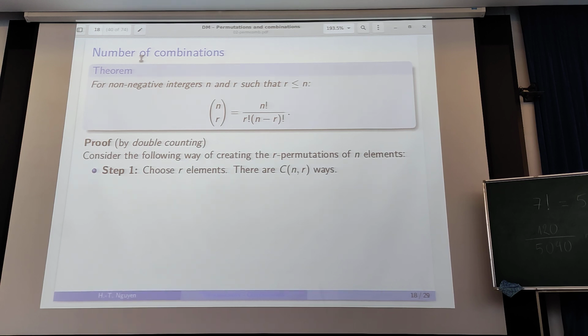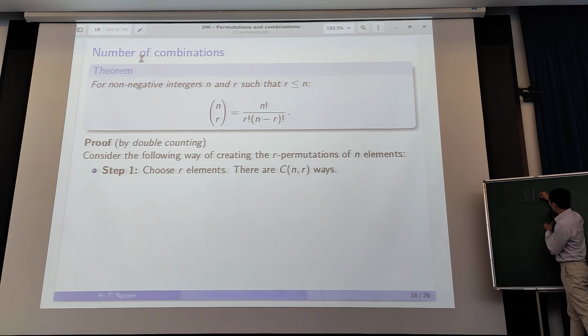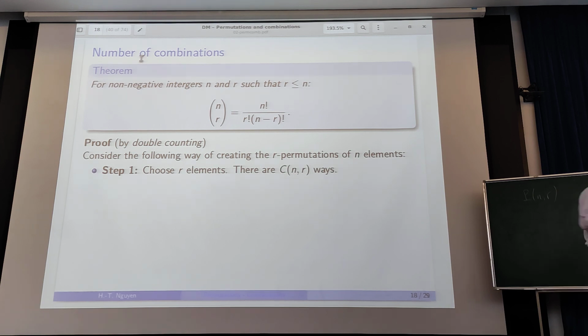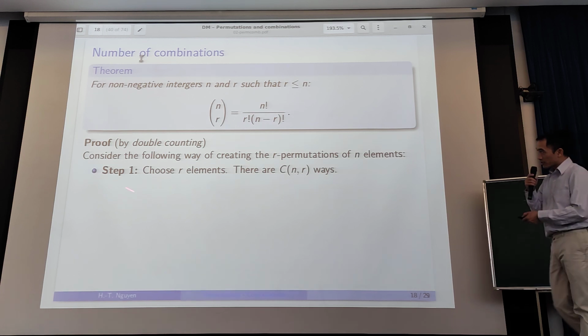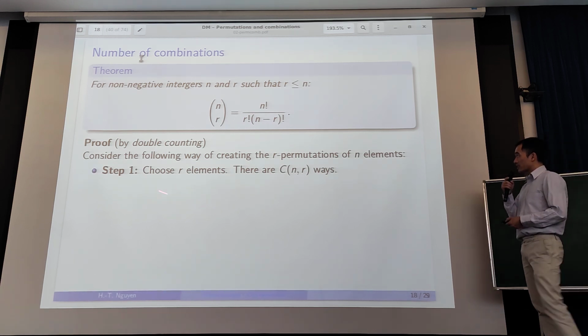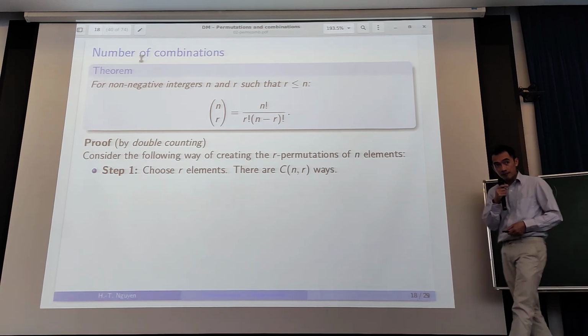Okay? So the first way is what we have already done. In the first way we use the formula that we have established, and we know that the number of r permutations is P(n, r). And so in order to count the number of r permutations in a second way, we will use this process consisting of 2 steps.